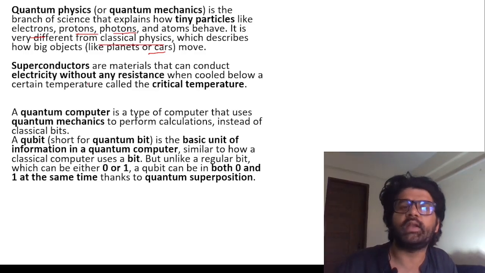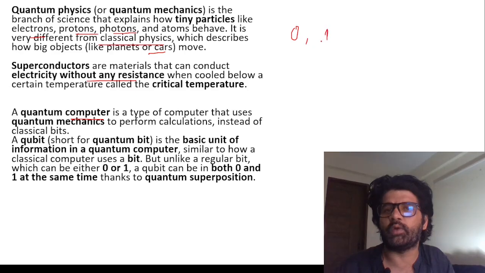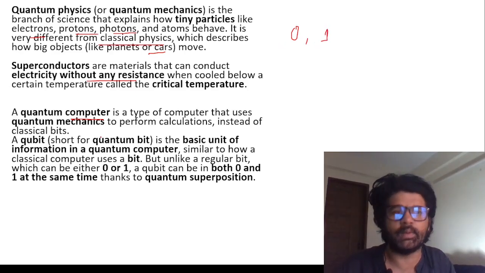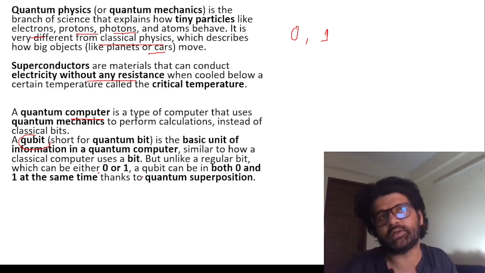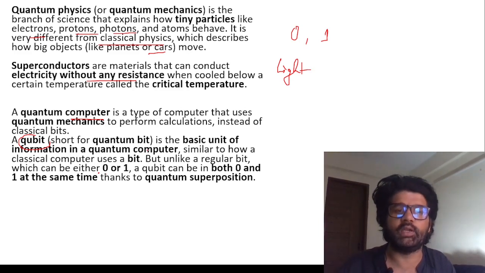Superconductors conduct electricity without any resistance. I will try to make it as simple for you as possible. Quantum computer: in the current computers you use, you have a bit system, 0 or 1. It cannot be 0 and 1 at the same time, but a qubit used in quantum computers can be both 0 and 1 at the same time. It's like light being a particle and a wave at the same time. Hope you are understanding. So this is the qubit; quantum computing is related to tiny particles.